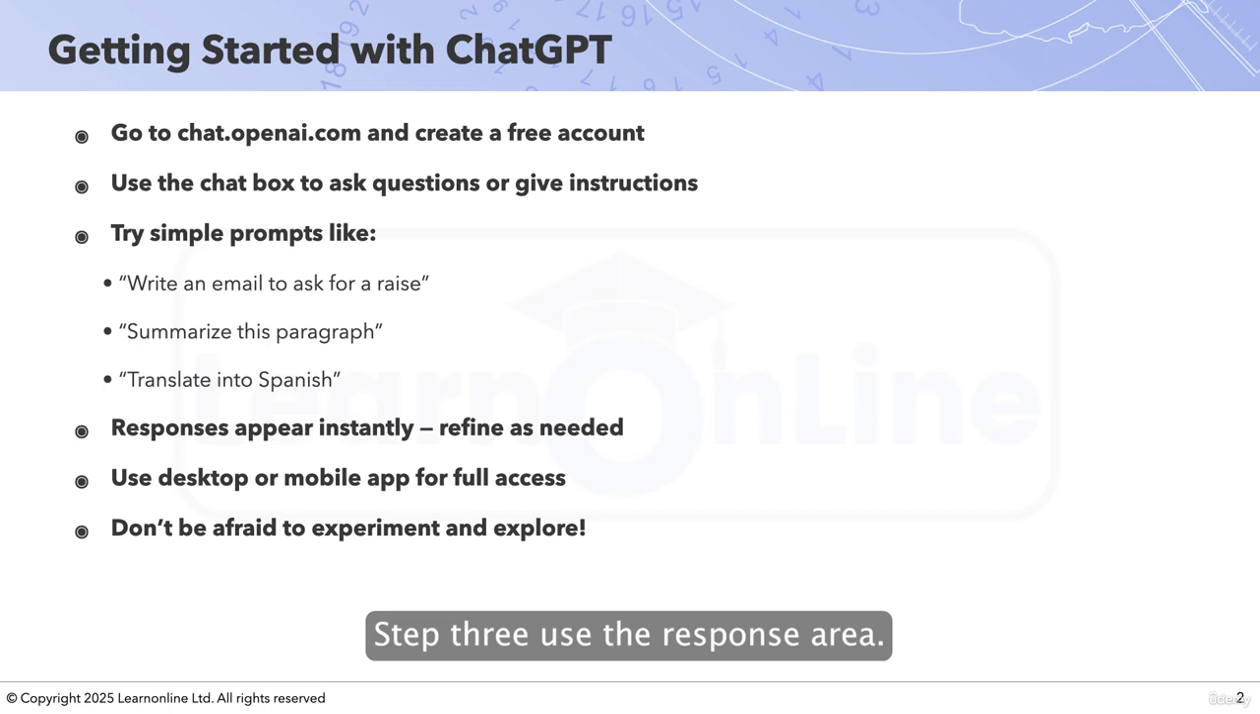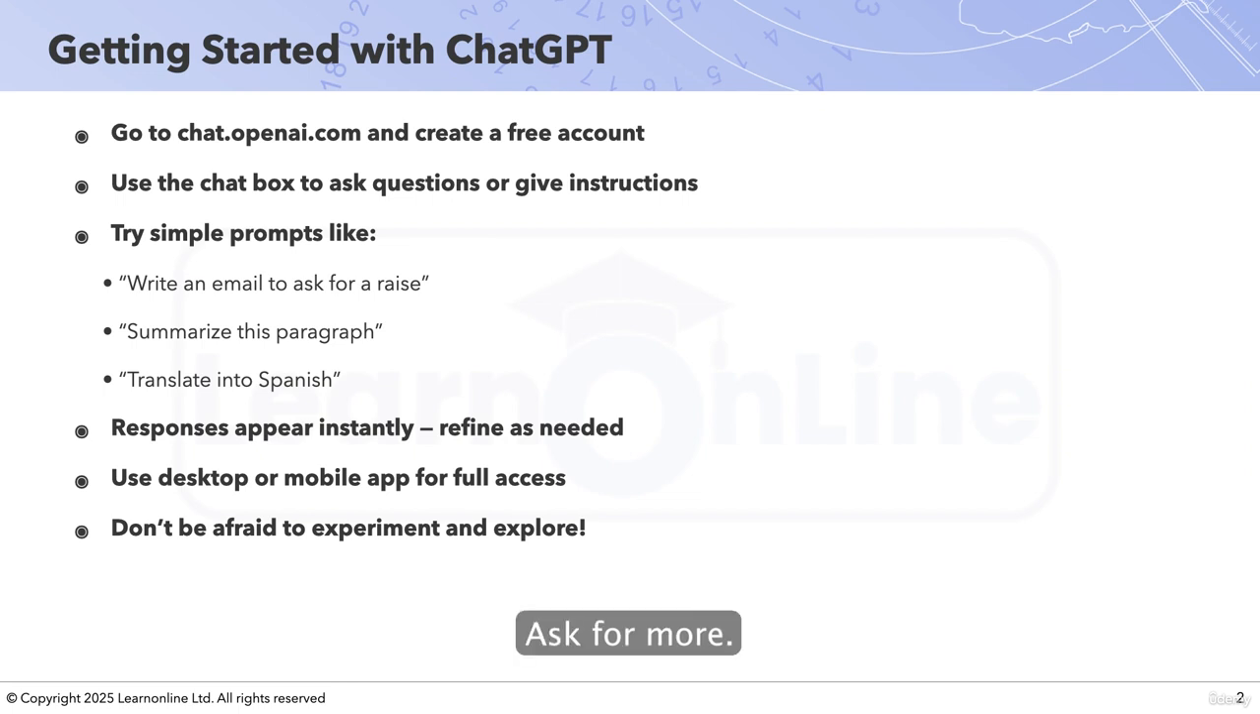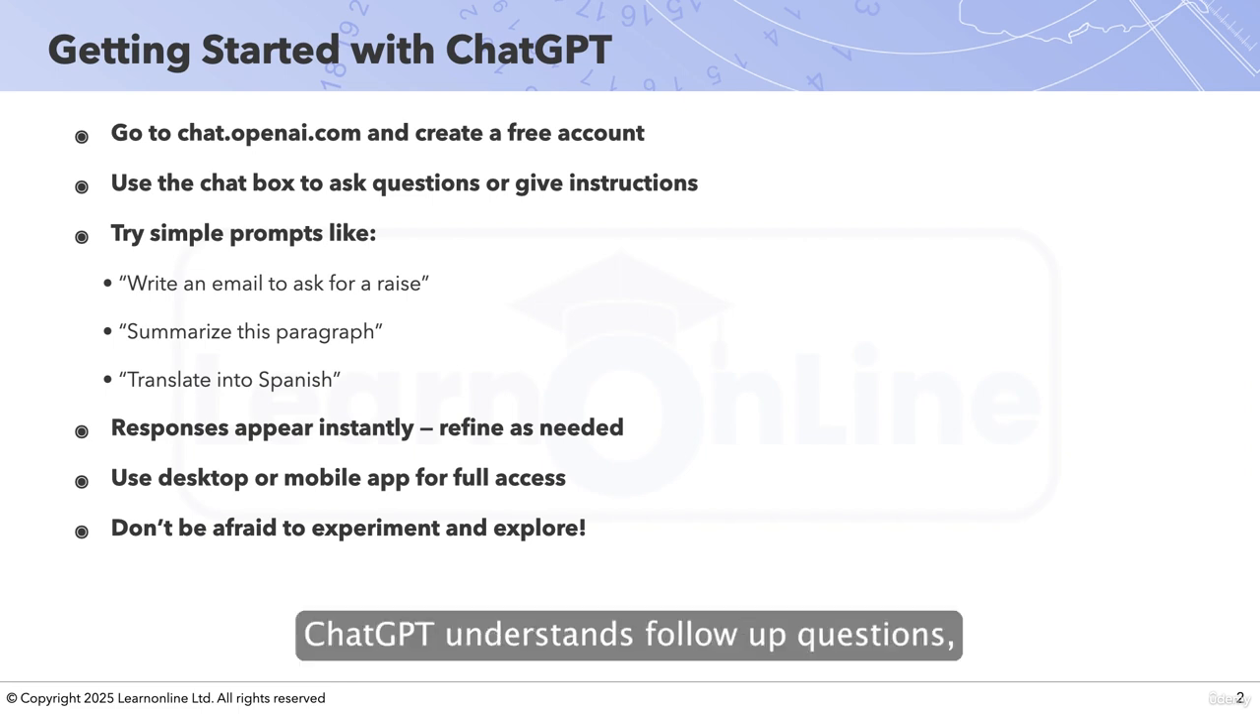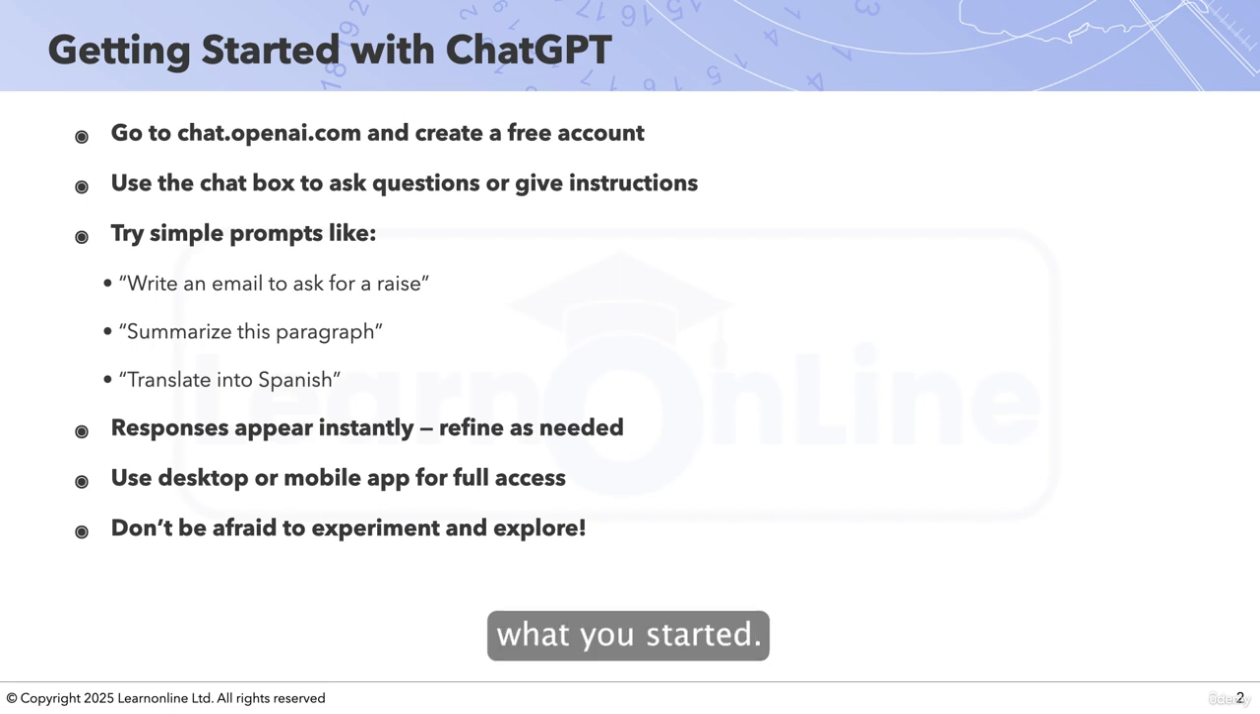Step 3. Use the response area. Once you submit your prompt, ChatGPT will generate a reply in a few seconds. It will appear in the chat area just like a conversation thread. If the response looks good, great. If not, you can ask it to try again. "Rewrite that to be more casual." Ask for more. "Can you give me 3 more options?" Be specific. "Add a headline and make it more persuasive." You can refine your result by continuing the chat. ChatGPT understands follow-up questions, so feel free to build on what you started.